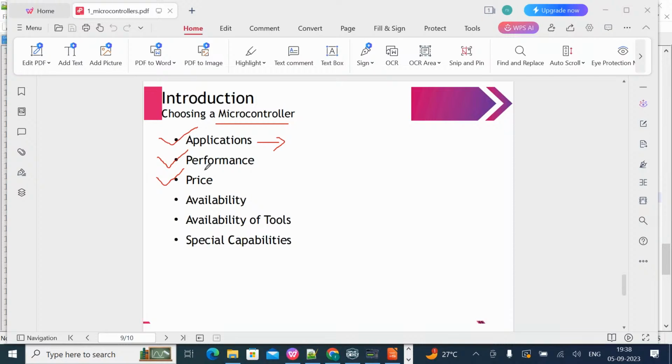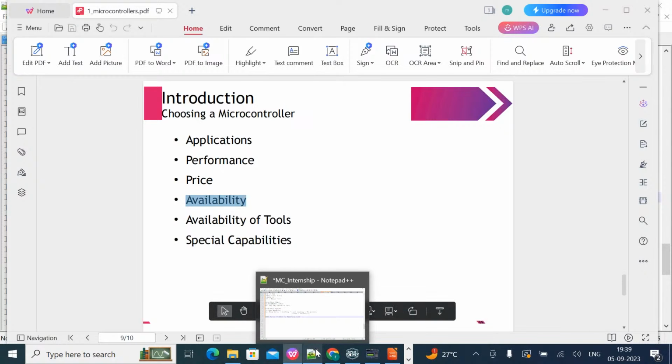So take care of the price also. The next very important point is availability. So what do you mean by availability? Make sure that for whatever period you are designing your embedded system, your chip is available. Whatever microcontroller you selected, make sure it is available for that particular time.